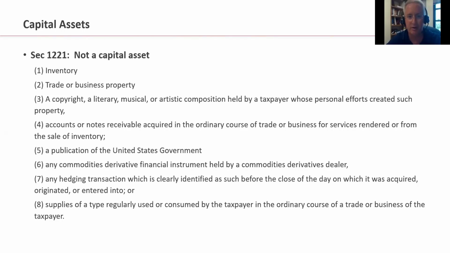So we know 1221, what's not a capital asset. We've seen this list before. The important one on here is right here, trade or business property. Wow, property used in a trade or business is not a capital asset. That means it's an ordinary asset.